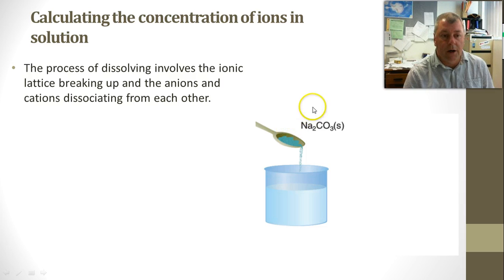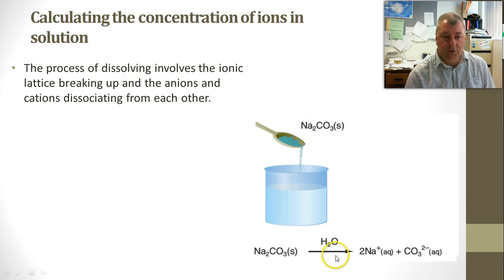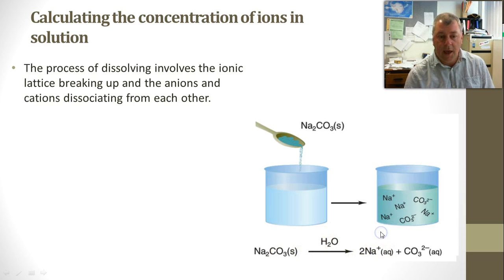And so when we put an ionic solid like sodium carbonate into solution, what actually happens is this formula here. We take the solid, put it in water, and we get sodium ions and carbonate ions in solution. And notice that we've balanced this, so there's a 2 in front of the sodium. Now think in terms of the molar ratio. The molar ratio for this equation is 1 to 1, so if you have 1 mole of this, you must have 2 mole of sodium ions in solution and 1 mole of carbonate ions in solution.